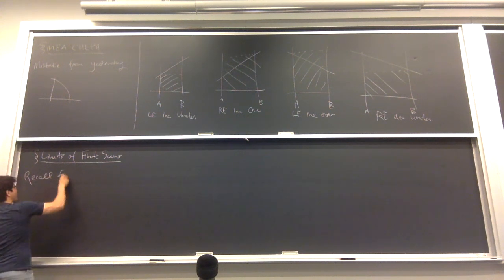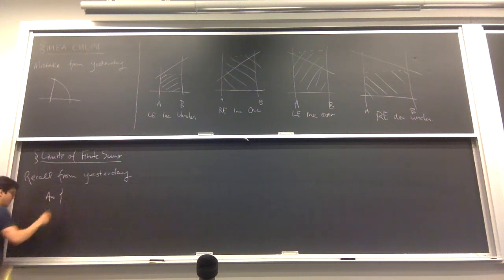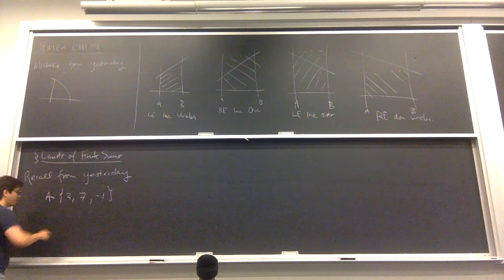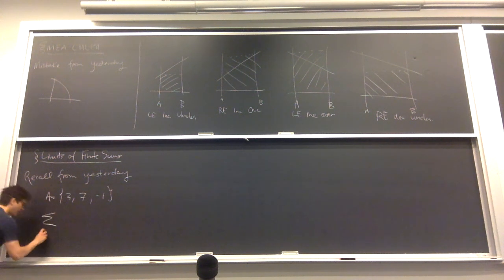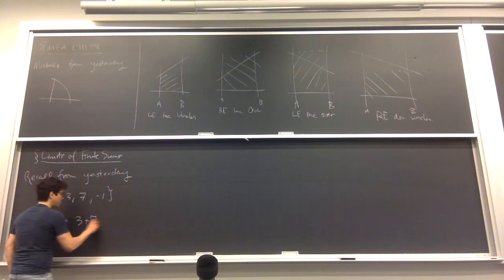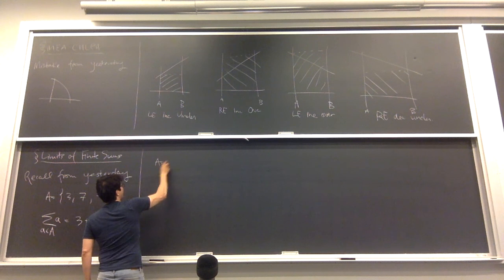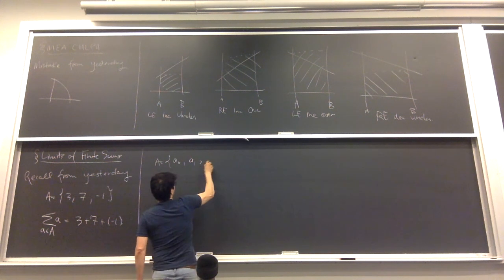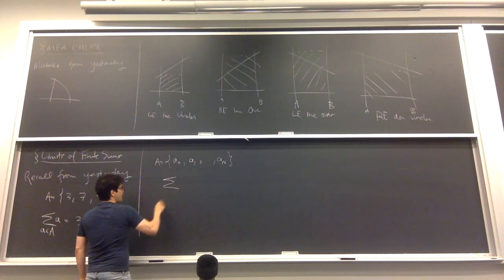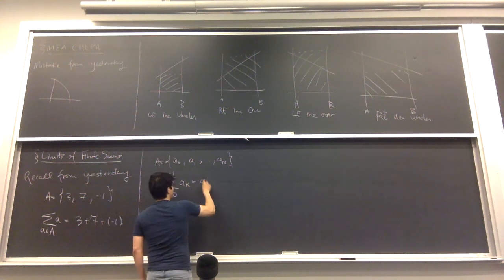Recall from yesterday that if I give you a collection of numbers like 3, 7, and -1, we can say add up all of these numbers by saying this: the sum over a in the set A of a. This is going to be equal to 3 plus 7 plus -1. Furthermore, if we number the elements of A, and suppose that there are just n plus 1 of them, we can add up the numbers of A using an index. So I can say take k equals 0 to n, and then sum a_k. That's going to do this.